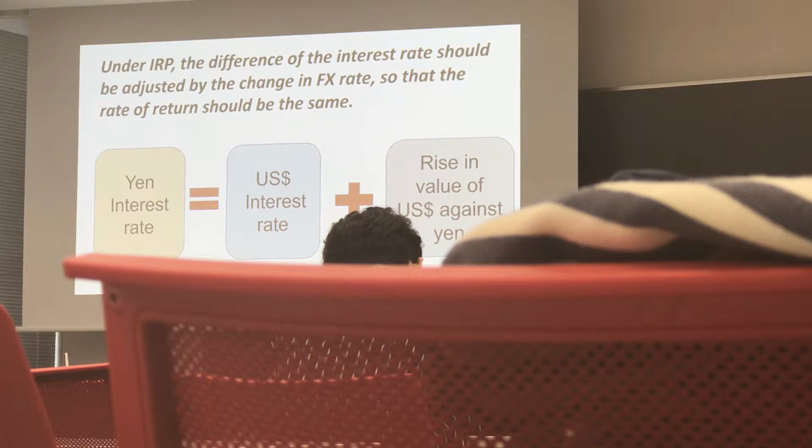Like this, the yen interest rate should be equal to the US dollar interest rate plus the rise in value of the US dollar against yen. Therefore, in the last case, the yen interest rate is 1% and the US interest rate is 10%, so the difference is negative 9%. Negative 9% means a fall in value of the US dollar against yen.